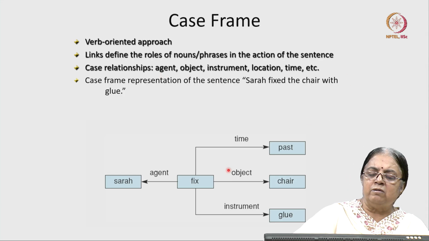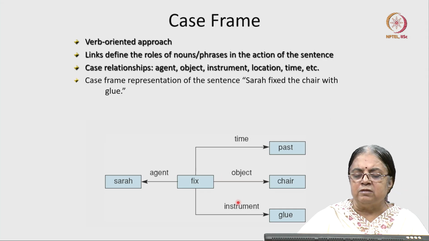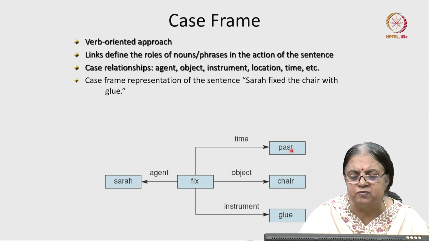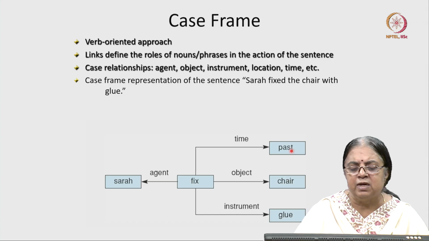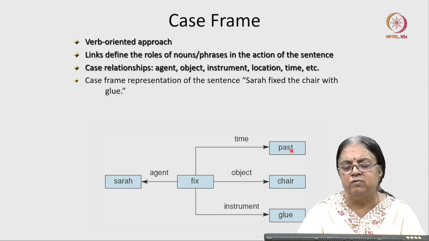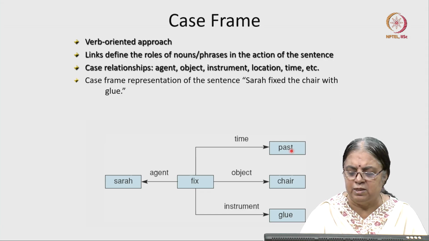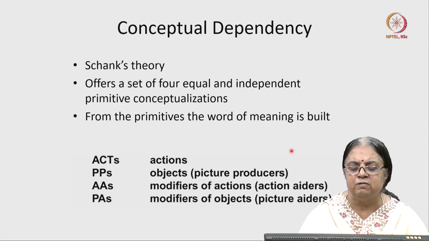Generally, if we look at this sentence, the agent here is Sarah and the object that we are talking about is the chair, and the instrument that is being used is the glue, and the time is the past tense. So, this is a case frame method of representing. This is just by the way, just to show you different methods of representation basically.